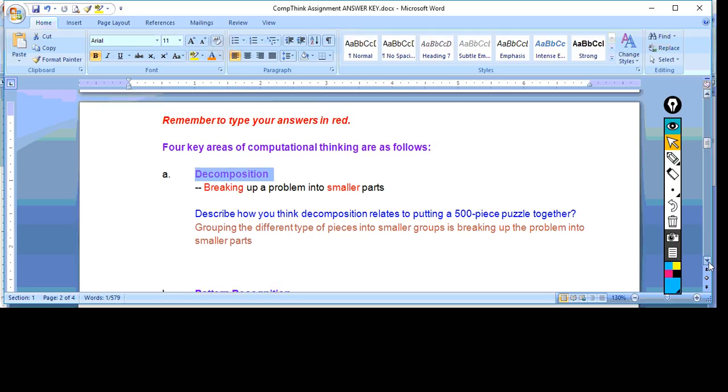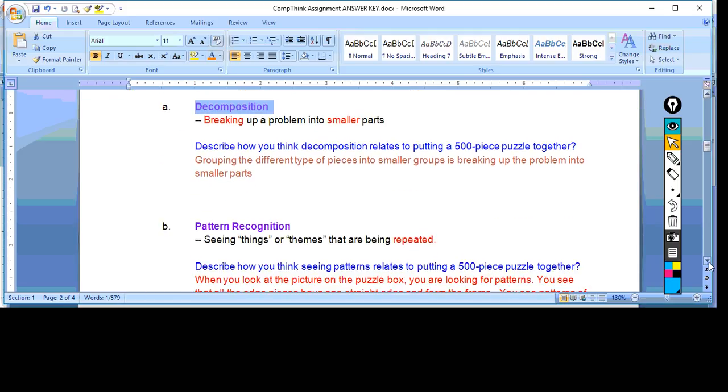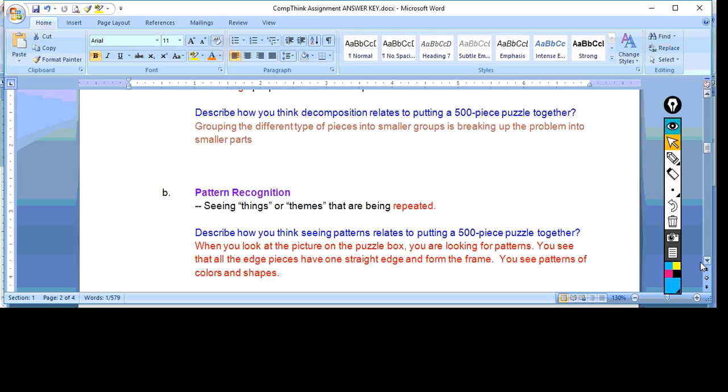The second thing is pattern recognition, which I think most people understand what that means. It's seeing things or themes that are being repeated oftentimes. And so you describe how you think patterns relate to putting a 500-piece puzzle together.